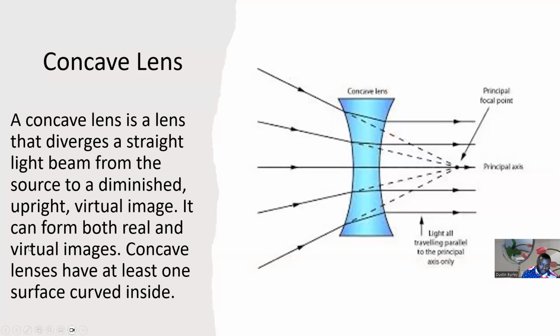Concave is thinner in the center than at the edges, and when light rays travel parallel to the axis and pass through a concave lens, they bend away from the axis and they never meet. As you can tell, all the rays are coming in different directions at a parallel angle, but they never meet at a focal point like convex. So they don't come together at all.